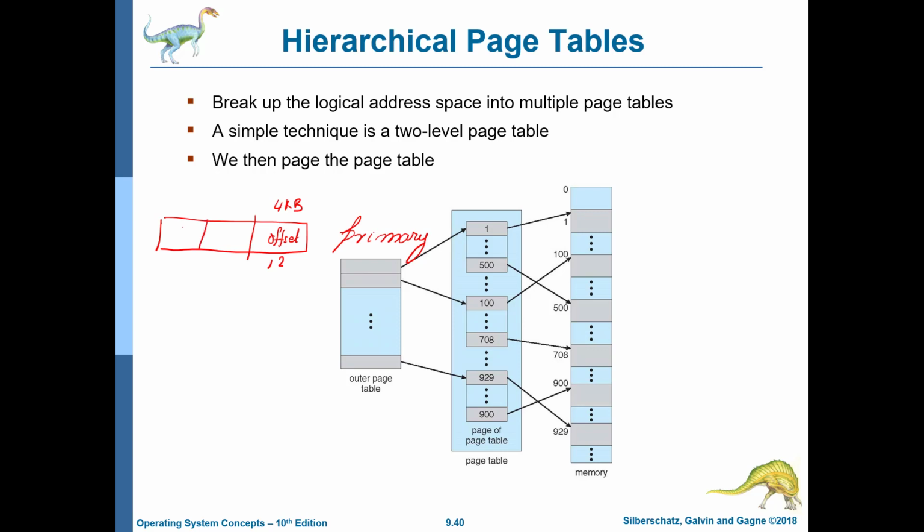The remaining 20 bits we can divide into 10 bits and 10 bits. We will use the upper 10 bits to address the primary page table. And the primary page table will have 2 raised to the power 10, which is 1024 entries. Okay. So why the upper 10 bits and why not the lower 10 bits?